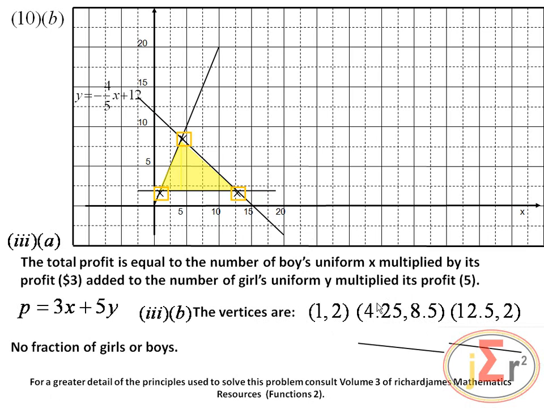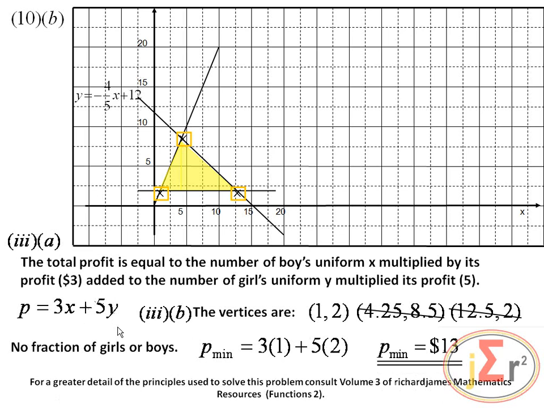So we are sure that these vertices are out. No fraction of a boy or girl. So the only vertex that can ever apply, whether it would be maximum or minimum, would be (1, 2). So we'll insert these values into the profit function in order to arrive at the value of the minimum profit. So P minimum is equal to 3 times the value of X, which is 1, plus 5 times the value of Y, that is 2. So we have 3 plus 10, which is equal to $13.